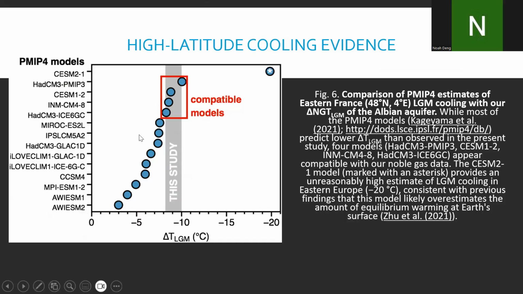Had CM3, ICE, 6GC, INM, CM48, CESM12, and had CEM3, PMIP3. The overestimation of CESM21 lines up with this particular model's previous findings that it likely overestimated the amount of equilibrium warming at Earth's surface, which meant that it wasn't suitable for this ensemble.